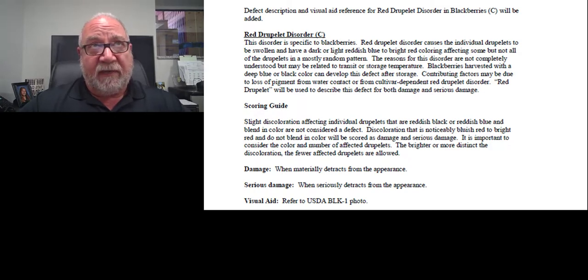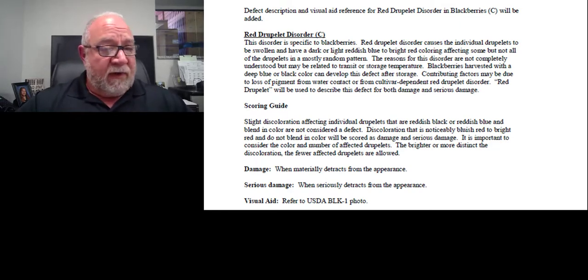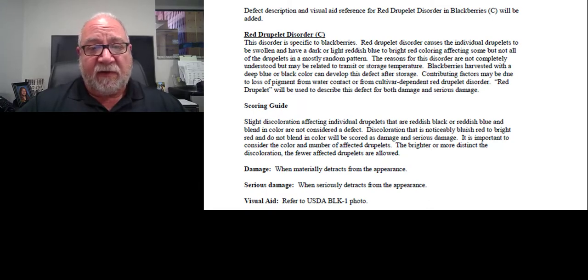And the scoring guide is how they train their inspectors, and how we train our inspectors to look for this. So the scoring guide says a slight discoloration affecting individual drupelets that are reddish black or reddish blue, and blending colors. A discoloration that is noticeably bluish red to bright red and not blending in color will be considered as damage or serious damage. It is important to consider the color and number of affected drupelets. The brighter and more distinct the discoloration, of course, the worse, the less allowance.